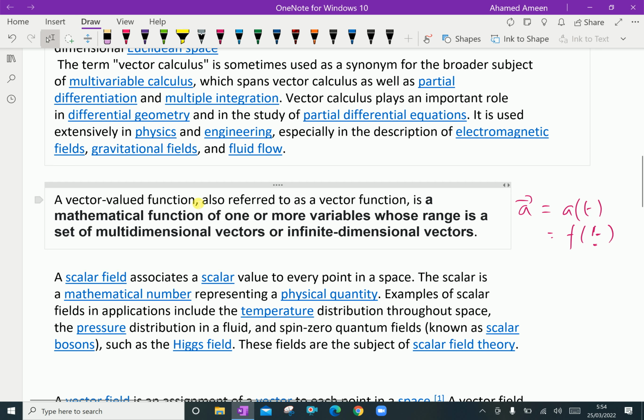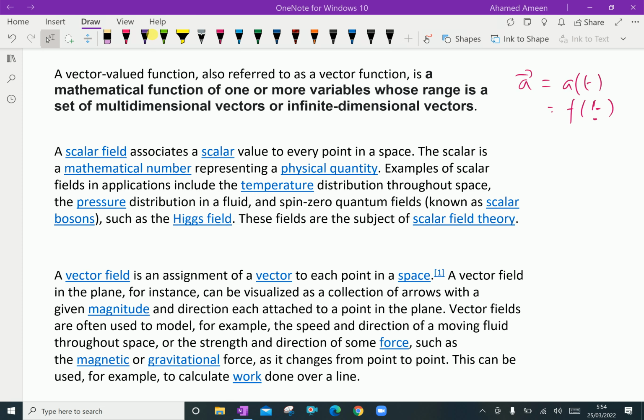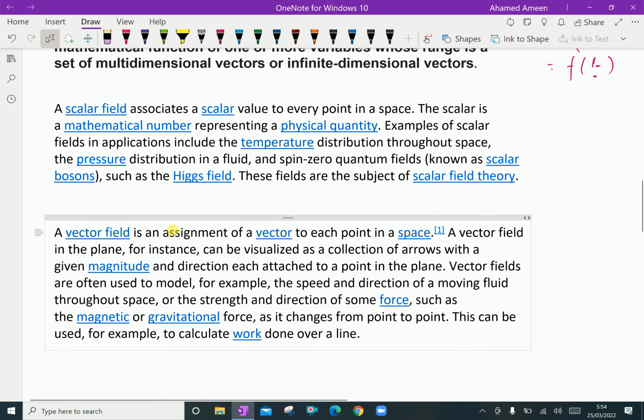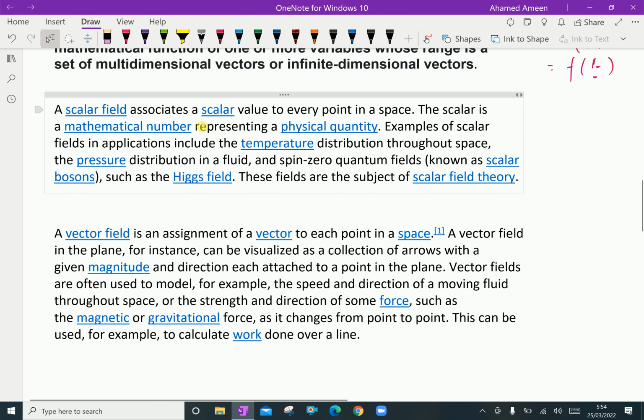Now, a scalar field. A scalar field associates a scalar value to every point in a space. The scalar is a mathematical number representing a physical quantity, that means without direction. Examples of a scalar field in an application include the temperature distribution throughout the space, the pressure distribution in a fluid, and spin zero quantum fields, etc.